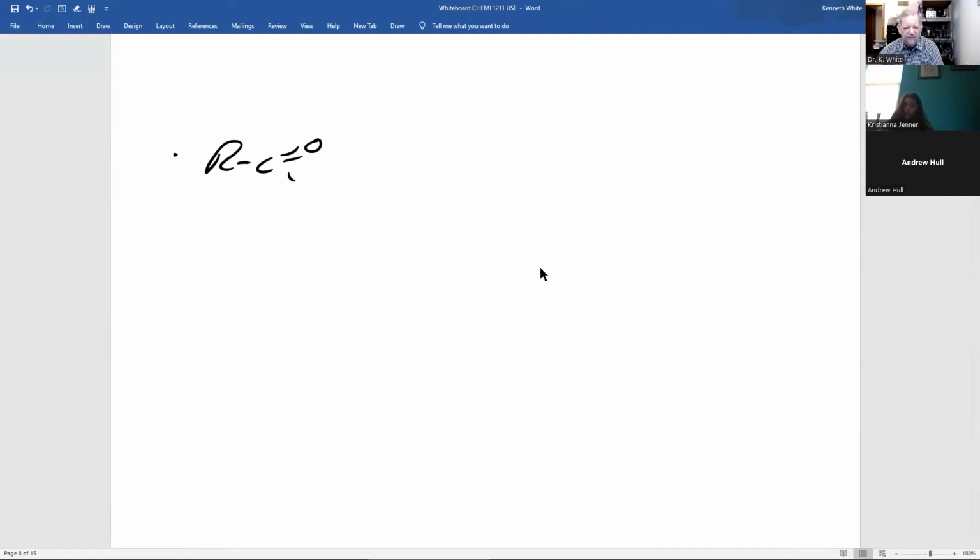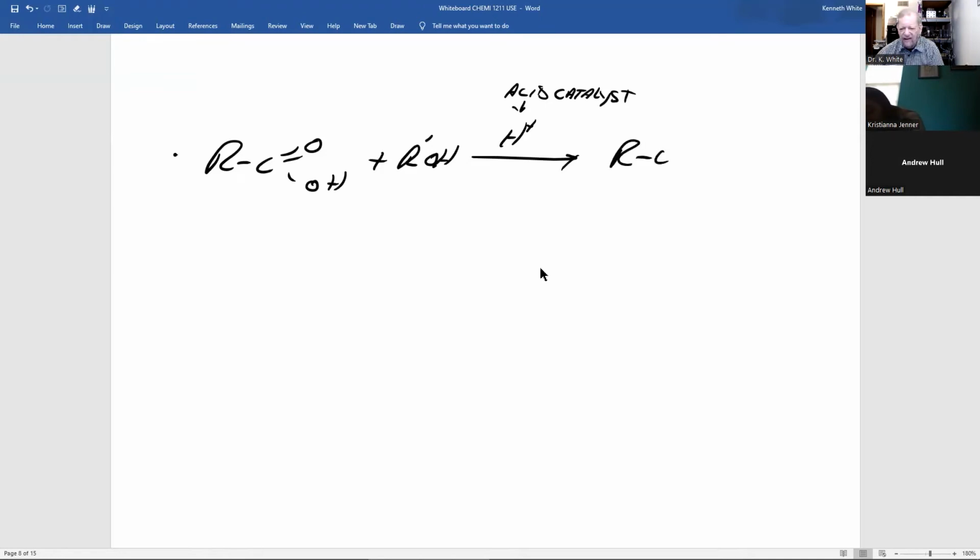How do you make an ester? You take a carboxylic acid and react it with an alcohol in the presence of an acid catalyst, H+. And H+ can be something like sulfuric acid, or acids I really won't discuss in this class, like benzene sulfonic acid and toluene sulfonic acid, even methane sulfonic acid. If you take an alcohol and a carboxylic acid, you'll get an ester.